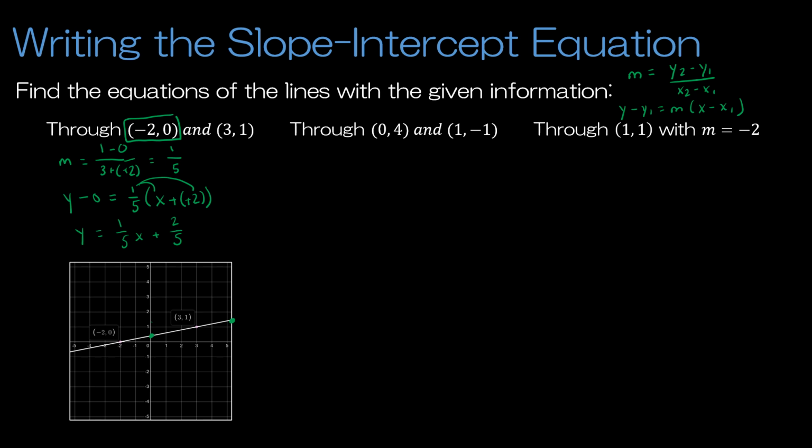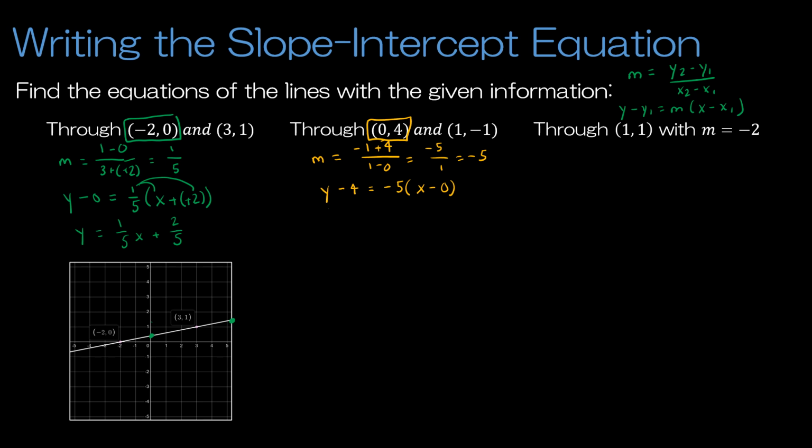Let's look at a second example. Again, start with slope, negative 1 minus 4 over 1 minus 0. I end up with negative 5 over 1, or just negative 5. Using point slope form, I have y minus 4 is equal to negative 5, and then x minus 0. Again, I chose the first point, but you would get the same result if you chose the second point.